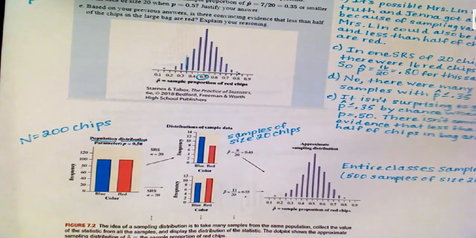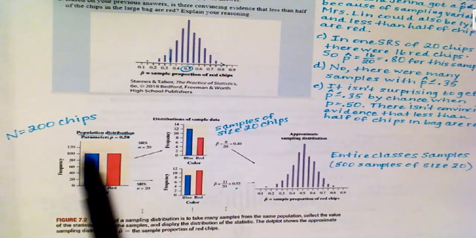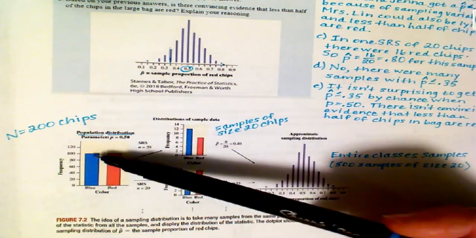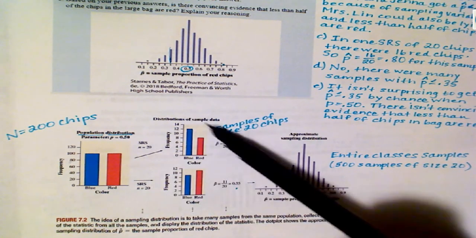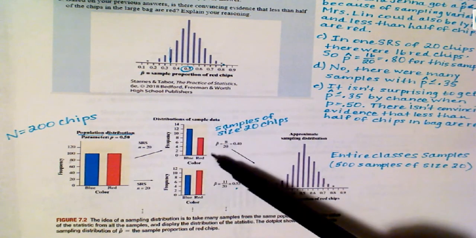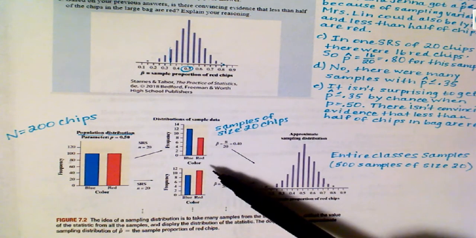The next one is a little diagram that we're going to talk about, what all this means here. So what you've got in this first part of the diagram is kind of illustrating the population. So there's 100 blue, there's 100 red, there's a total of 100 chips in the population. Okay? The middle part is just two samples. So this sample, there were 8 out of 20 red. This sample, there were 11 out of 20 red. So this is just a sample illustration. This is just two samples.